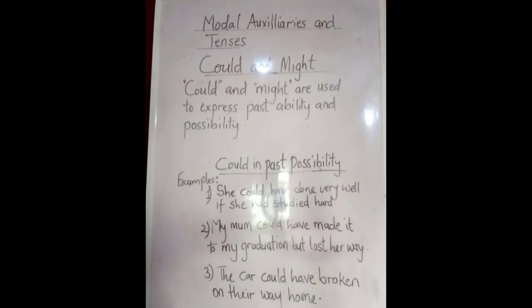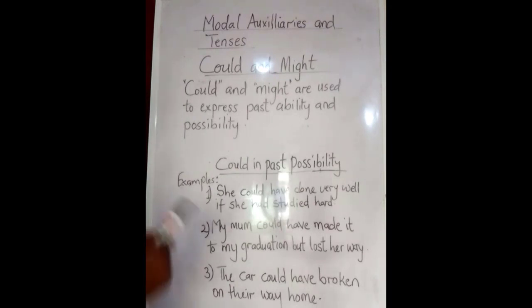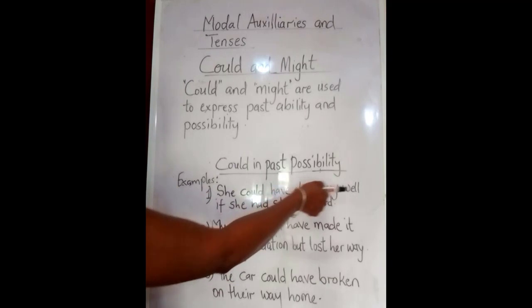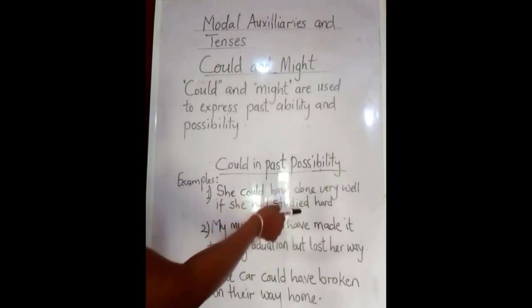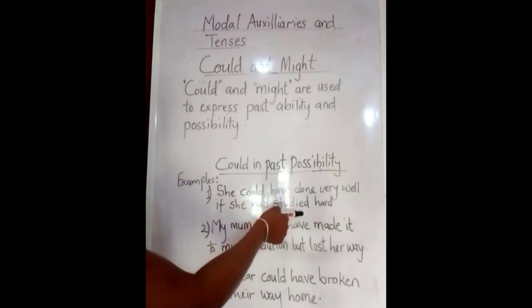Next, we're looking at the use of could in expressing past possibility. Remember, we just looked at using could in expressing past ability. Here are some examples we're going to consider in order to have a better understanding of how could is used to show past possibility. The first example says, she could have done very well if she had studied hard.